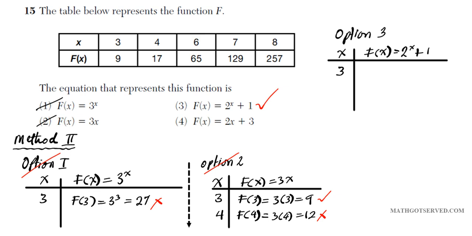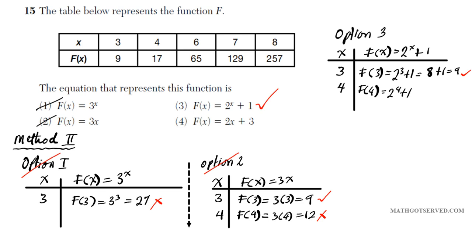So first input is 3. F of 3 is 2 to the third power plus 1. 2 to the third power is 2 times 2 times 2, which is 8 plus 1, 9. Okay, so that checks out. And then option 4, f of 4, and then you do it also.